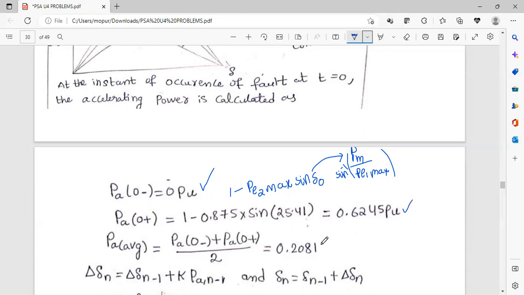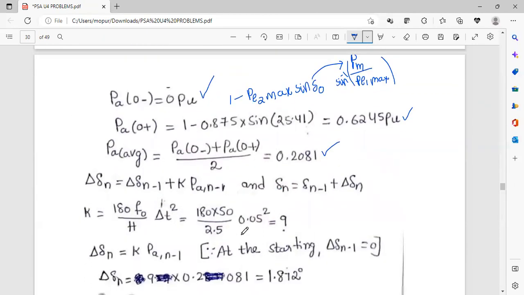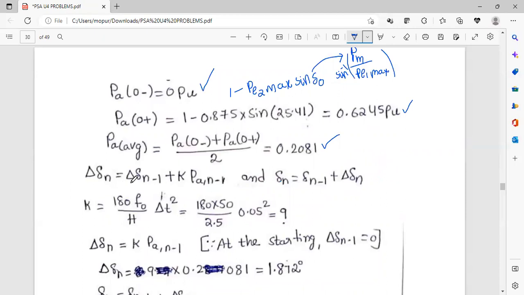Now you find the value of PA average, which is PA of 0 minus plus PA of 0 plus, divided by 2. Now del omega n equals del omega n minus 1, as I had said, plus K PA of n minus 1, and del n equals del n minus 1 plus del omega n. First we should find the value of K. K equals 180 f naught by H into del T square. They had given frequency is 50, H is 2.5 and del T is 0.05. So you will get the value of K.